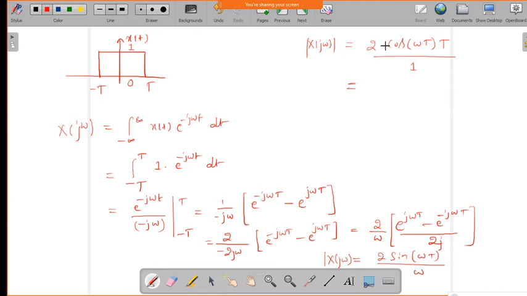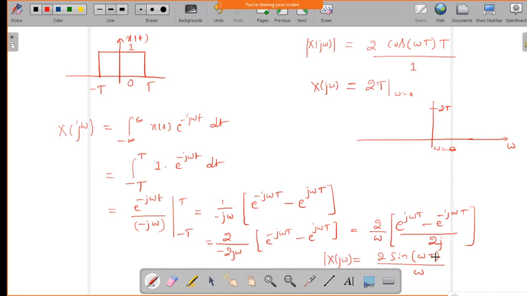Now if you put omega equal to 0, this becomes 1 and you get 2t. So your X of j omega is equal to 2t at omega equal to 0. Then you will get the signal amplitude, which is 2t at omega equal to 0. Now for other values of omega, you can get the corresponding values of the spectrum.